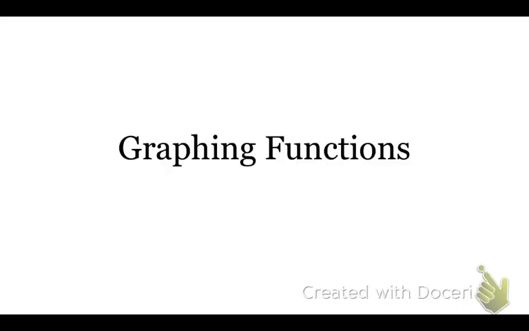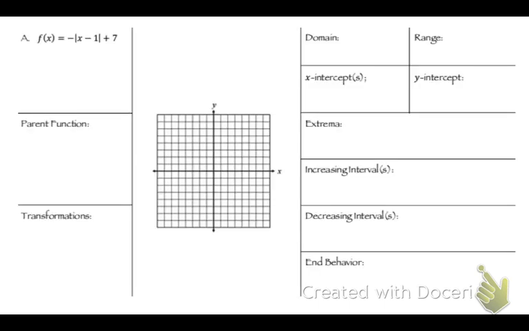Okay, graphing functions. So we've gone through all the parent functions. We've gone through all the transformations. Now we're just going to graph them. So let's look at this one. We know that the parent function here is the absolute value function. And if you need a refresher, that function looks like this. It's the V. Okay, absolute value V.